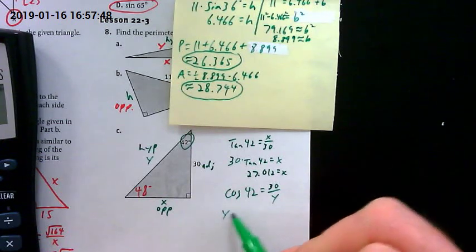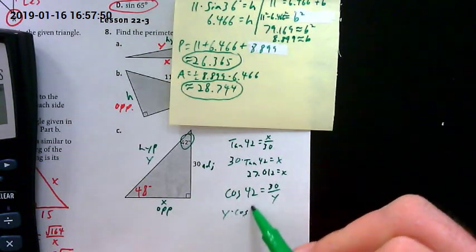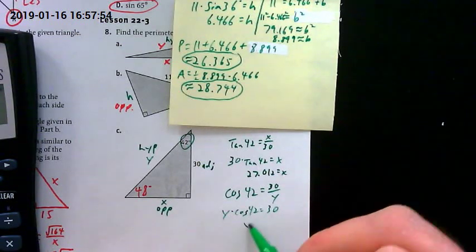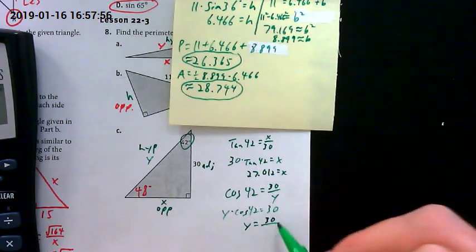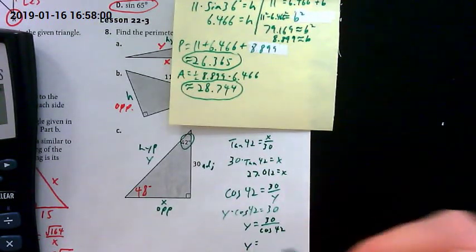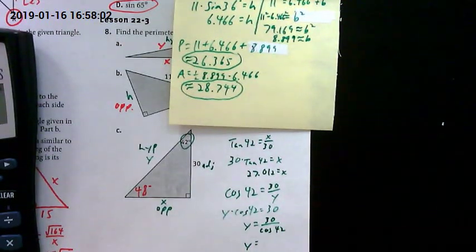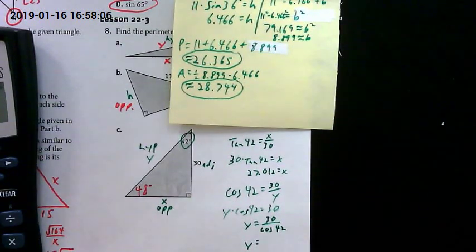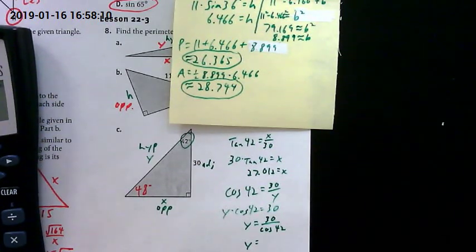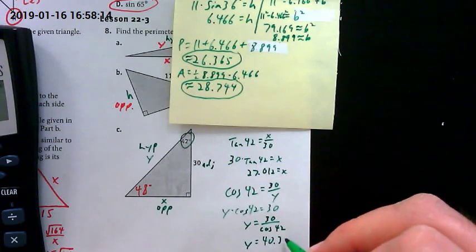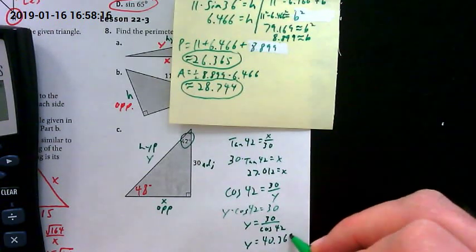So again, multiply the y over to the other side. But then we're also going to have to divide off cosine 42. So y equals 30 over cosine 42. So we have 30 divided by cosine of 42, which is 40.369.